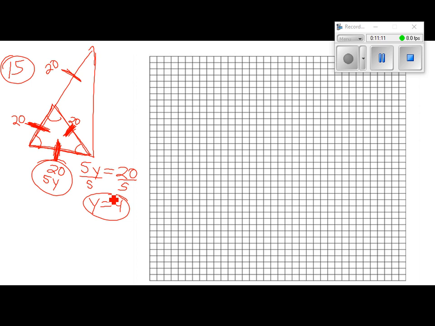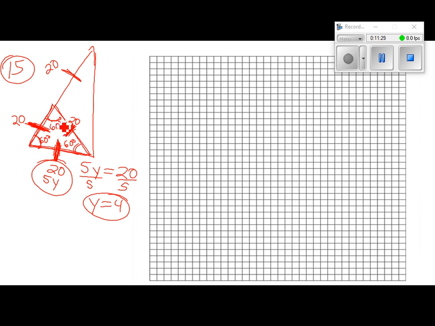Y equals. Now, not only do we know that all these angles are congruent, somebody tell me the measure of this angle down here at the bottom. 60 degrees, so let's write that in. That's 60. What's this angle over here? 60. What's this angle right here? 60.